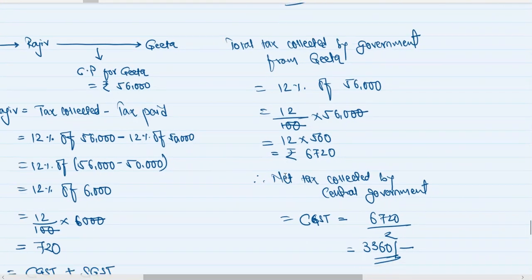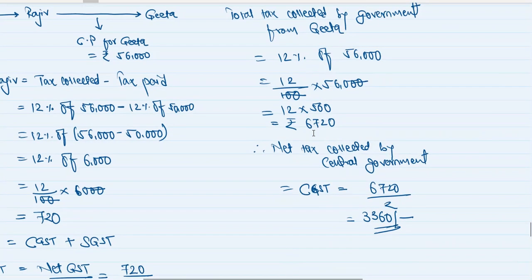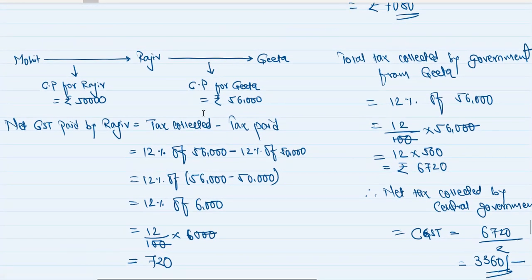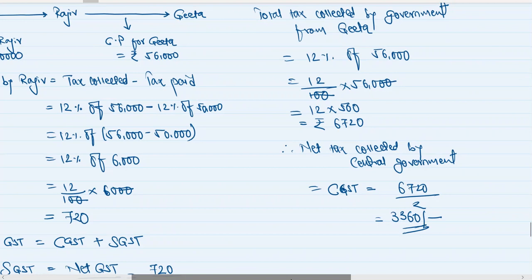Now see, you must be wondering why we have not added this 360 to the net tax collected by the government from Geeta, because it is already added over here. Geeta is the end user, so she is going to pay all the tax to the government, and in between, whoever is a part of this transaction is also paying tax, but only on the addition of the value. So the final tax paid to the government will be paid by Geeta, because she is the end user. The end user, who is the final consumer, takes the liability of paying all the tax. Always remember that.